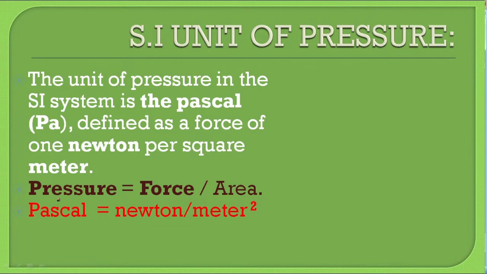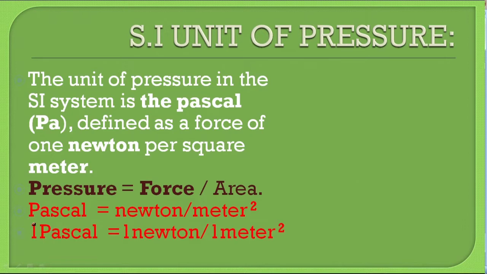So the definition of 1 Pascal. The 1 on this side and the 1 on the other side. Now we can define 1 Pascal. 1 Pascal of pressure is defined as 1 Newton of force applied on an area of 1 meter square. Hope you are clear. What is 1 Pascal of pressure? 1 Pascal of pressure is defined as 1 Newton of force applied on an area of 1 meter square.